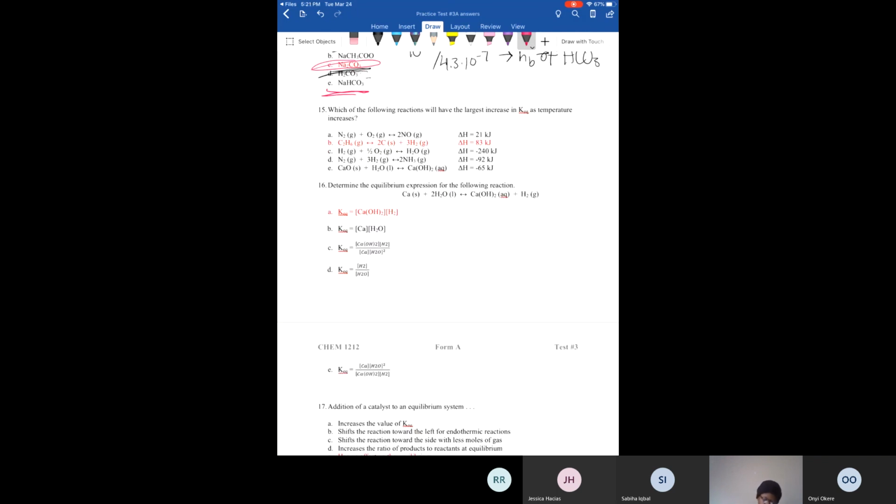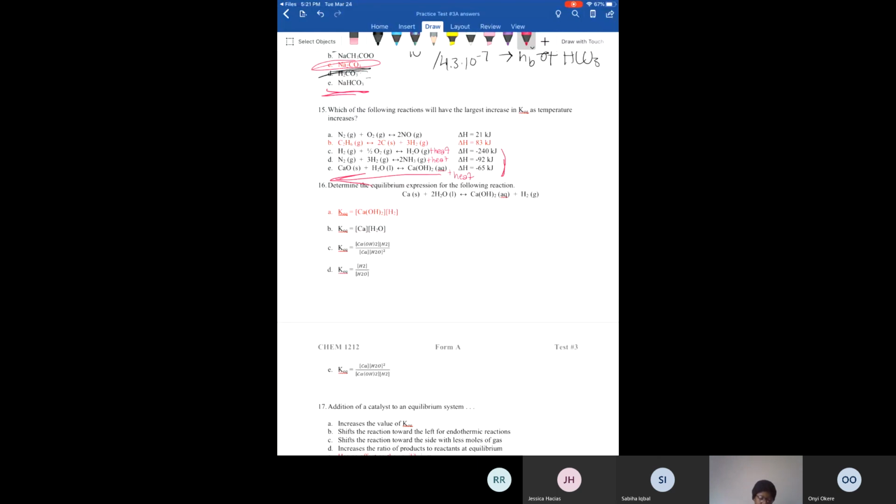So which of the following reactions will have the largest KEQ as temperature increases? Okay, so these three reactions are exothermic. So that means you can treat them all as if it has plus heat. So if you increase temperature, it's going to shift towards the reactants. That means your KEQ is going to go down. So it's going to decrease.